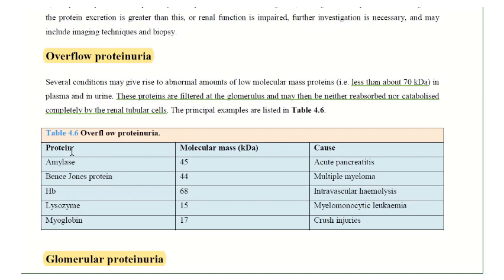هنا نعطي examples من البروتينات ونعطي الموليكولار ماس مالتهن والكوز. مثلا الاميليز الكوز مالت الاكيوت بانكرياتايتس، البنز جونز بروتين مالتيبل مايلوما، الهيموغلوبين يصير في حالات الانترا فاسكولار هيموليسيس، تحلل الدم داخل الأوعية الدموية، اللايزوزايم مايلومونوسيتيك لوكيميا كوز، المايوغلوبين في الكوز مالت الكراش انجريز.